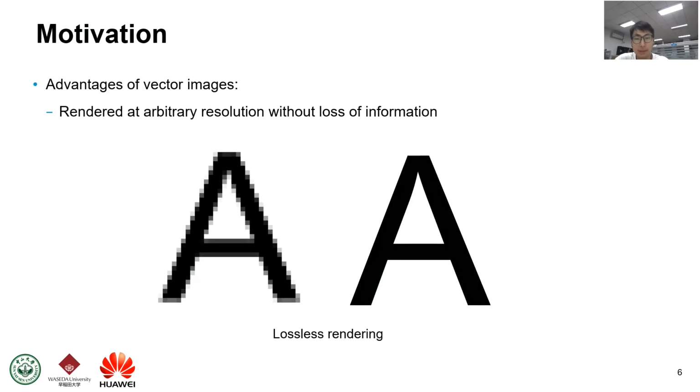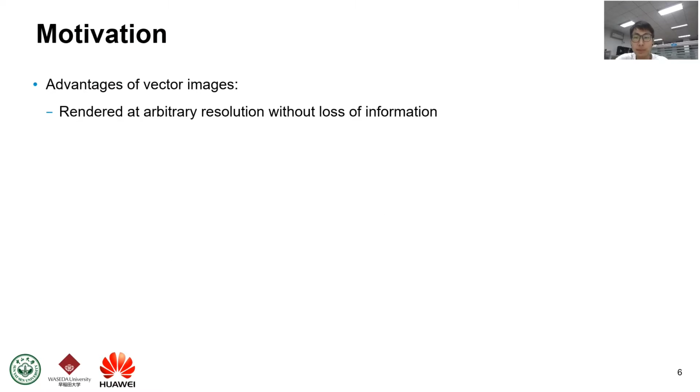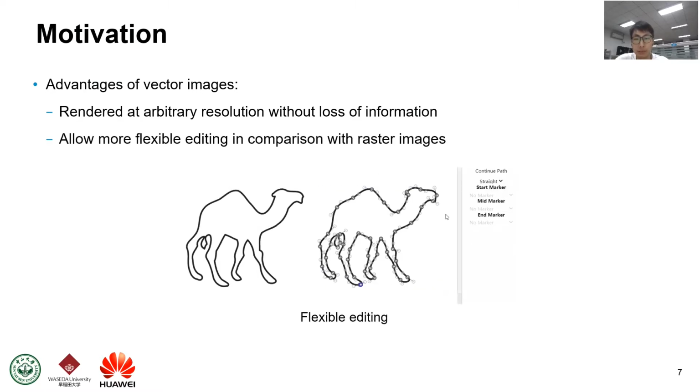Vector image is widely used because of its unique advantages. First, vector image is a resolution-independent representation and can be rendered at arbitrary resolution without loss of visual information. Second, compared with raster images, vector images allow more natural and flexible editing because they are built on parameterized shapes like Bezier curves. For example, the left camel with a single hump can be modified to be a double hump camel easily, and we can also thicken its neck.